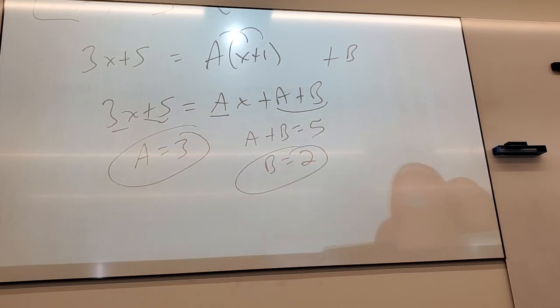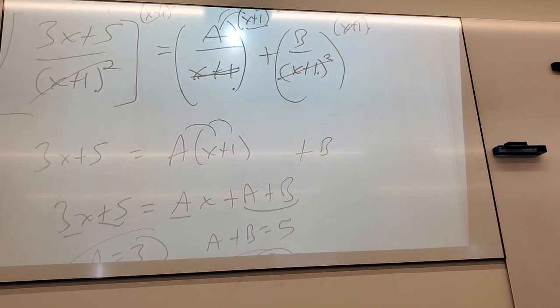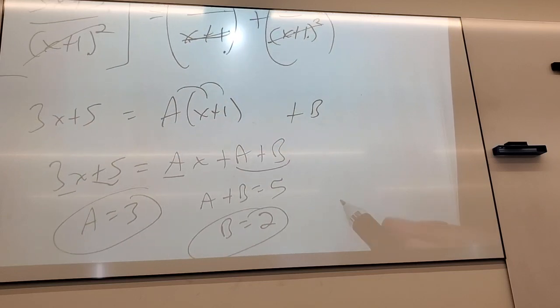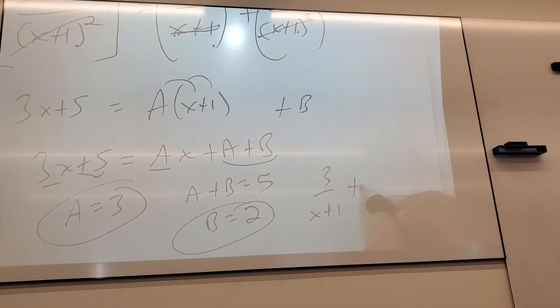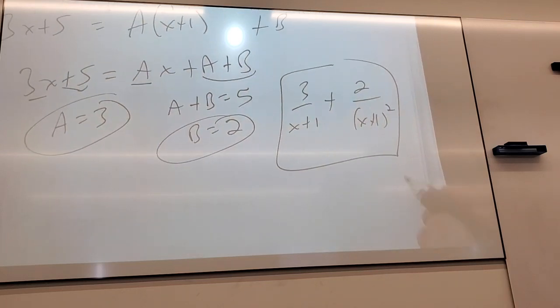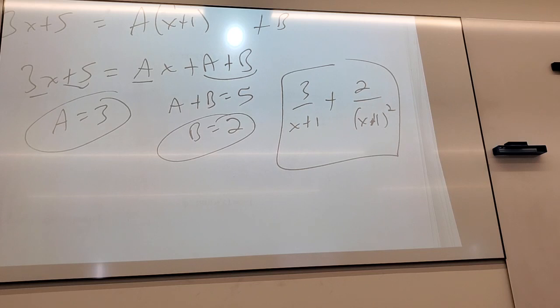You circle that, you're wrong. What's the answer? No, you plug it into the top too. So A over X plus 1 plus B over X plus 1 squared.